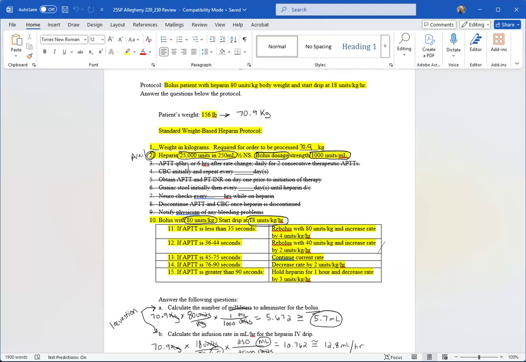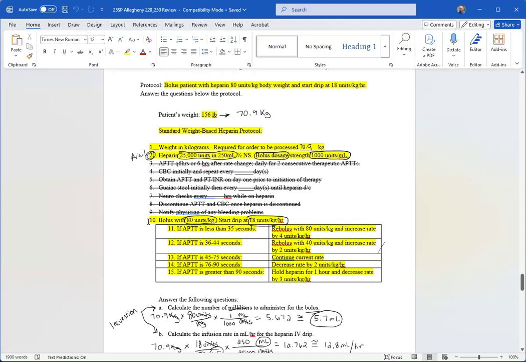Really, what they're asking you to do is they're giving you the protocol, which is to bolus a patient with heparin 80 units per kilogram body weight, and then to start a drip at 18 units per kilogram per hour. They're going to give you a patient weight in pounds. You're just going to convert it to kilograms. And then they're going to give you some availables. The available is listed in step 2 of the protocol, 25,000 units in 250 milliliter half normal saline. And then they're also going to give you a bolus dose strength of 1,000 units per milliliter.